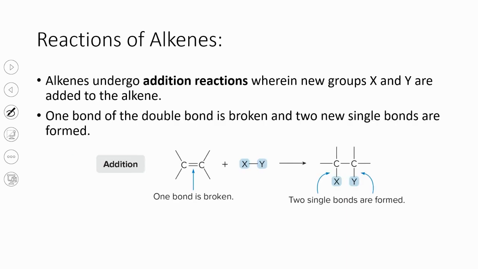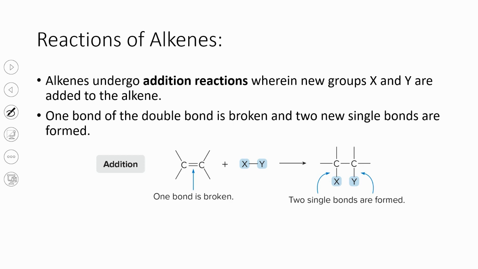Okay, so this is our last 2 topics that we're going to talk about. So we're going to talk about 2 reactions of alkenes. So we're going to talk about addition reactions. So we have a double bond, an alkene. We add another molecule, and that molecule adds across the double bond.